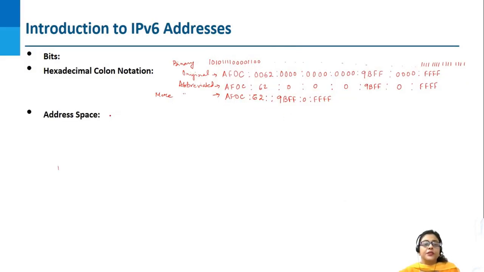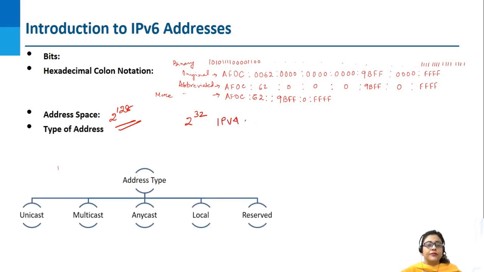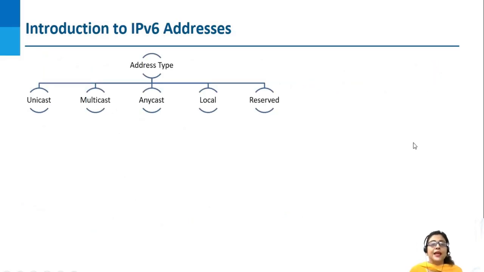Now what is the address space? Address space will be 2 to the power 128. So this is the address space of IPv6 as opposed to 2 to the power 32 address space for IPv4. Let us look at the various types of addresses used. Number 1 is unicasting. Number 2 is multicasting. Number 3 is anycasting. Number 4 is local address type. And number 5 is reserved address type. Let us understand these address types one by one.